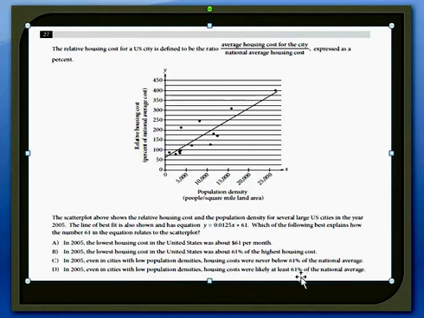The last one is: in 2005, even in cities with low population densities, housing costs were likely at least 61% of the national average. It says likely. In statistics, that's important to be able to say. You're saying that in general this is the range within which it would be, with a certain probability, but you can't make absolute statements. So the answer D is the correct answer.